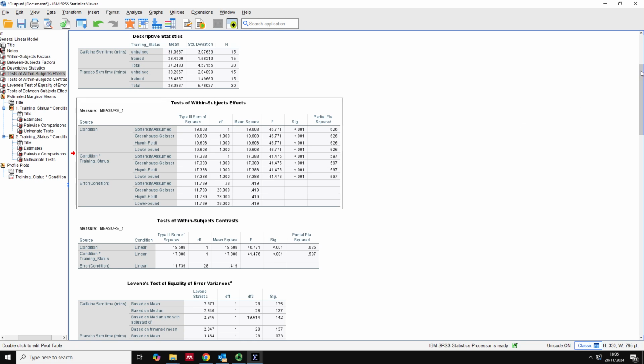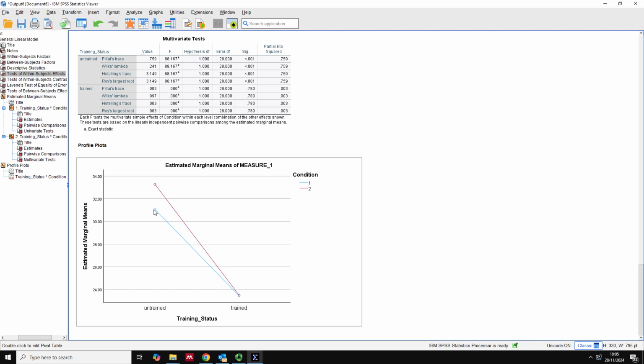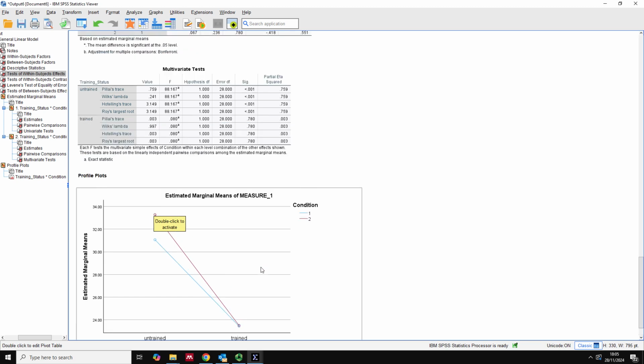And you can verify that if you scroll all the way to the bottom and look at the graph that we made. An interaction effect is characterized by non-parallel lines. You can see here our lines are non-parallel. So yeah, we've got an interaction effect.